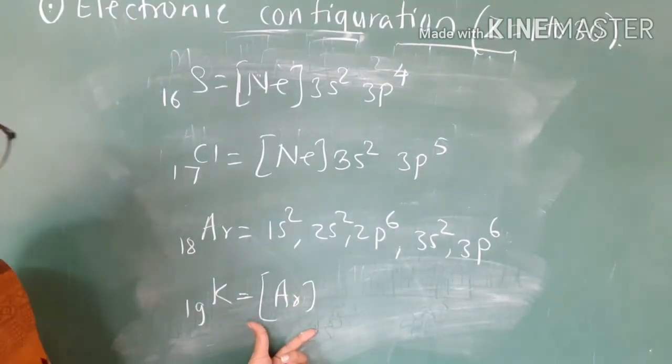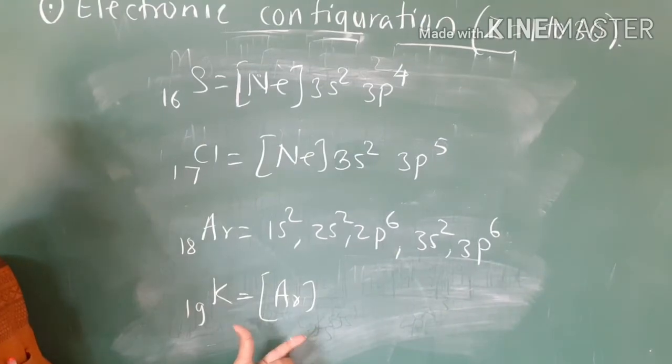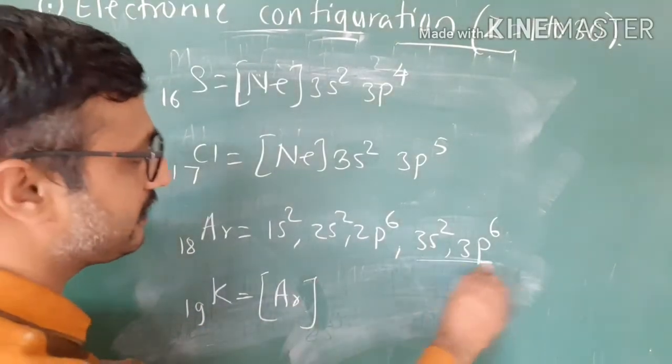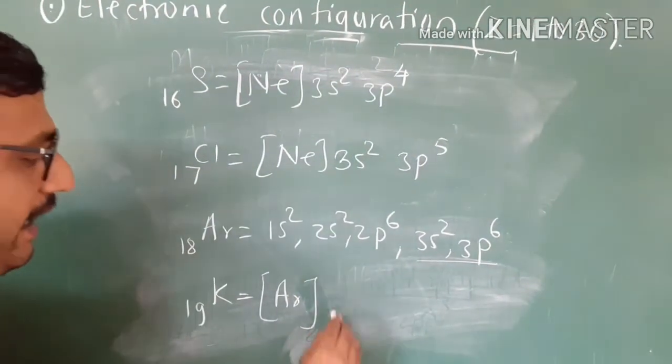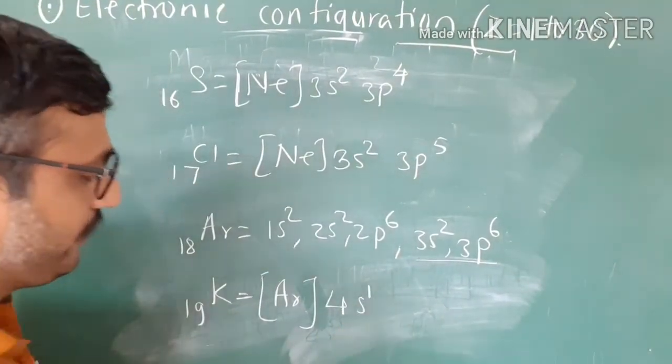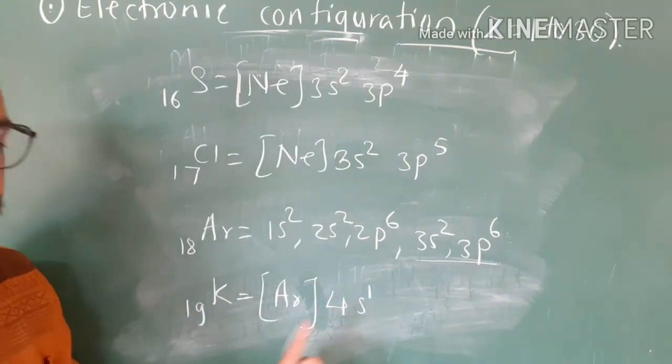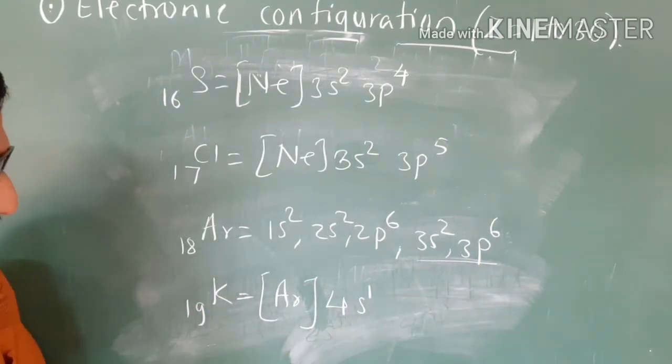Okay, right? It's a noble gas. Isn't it the stable electronic configuration that argon has? It has 8 electrons in its last shell. So argon, and then it is 4s1. Okay, after the 3p, electrons are entering into the 4s. So this is the electronic configuration of potassium.